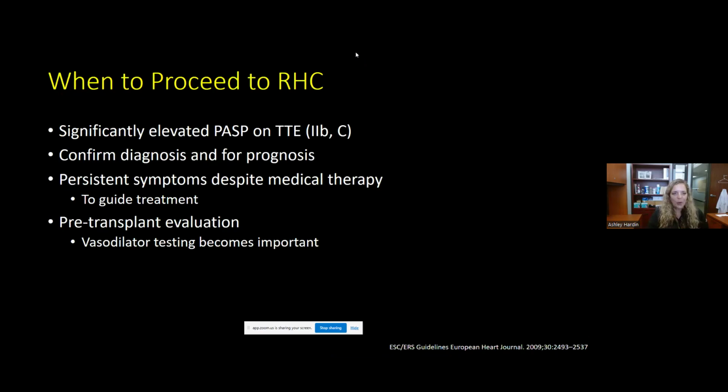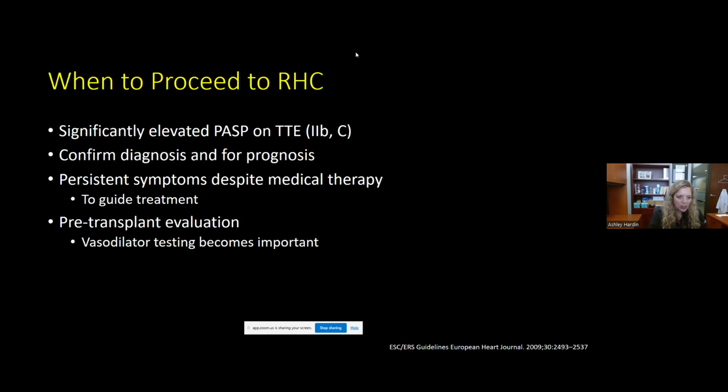Okay, in general, when to proceed to right heart cath and what do the guidelines actually say? If a patient has a significantly elevated pulmonary artery systolic pressure or right ventricular systolic pressure on echo, they should proceed to a right heart cath to define their hemodynamics. Right heart cath is important because we need to confirm the diagnosis of PH, and also it can be prognostic based on some of the hemodynamic measures that we get.